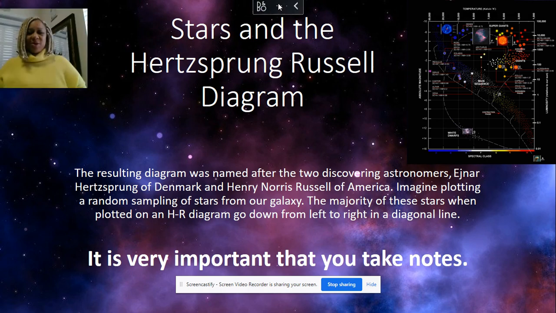We are going to be talking about the stars and the Hertzsprung-Russell diagram. The resulting diagram, this one right here, was named after two astronomers: Einar Hertzsprung of Denmark, and Henry Norris Russell of America. This is an HR diagram, or Hertzsprung-Russell diagram. We just say HR diagram for short, right?